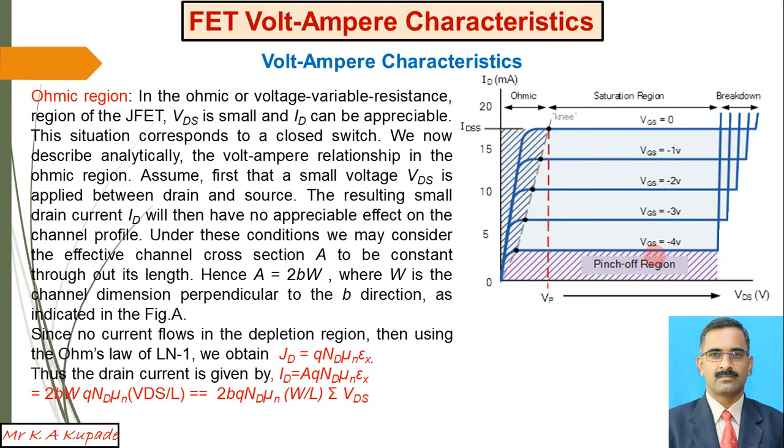You can see the equation for ID here. In this particular figure of the characteristics, the pinch off region is considered, and here the ohmic region, the saturation region, and then breakdown. The ohmic region is linear, and once the applied voltage reaches Vp by that VGS or VDS, then the current is nearly constant. That is the thing.